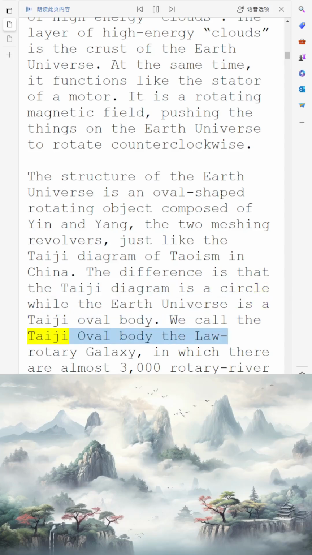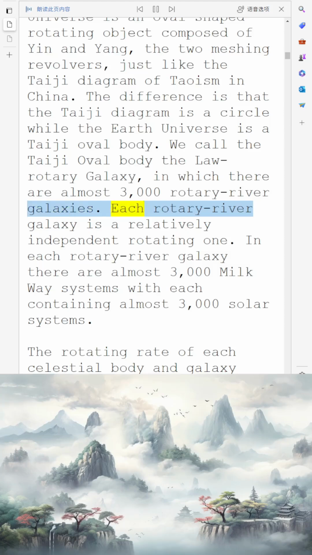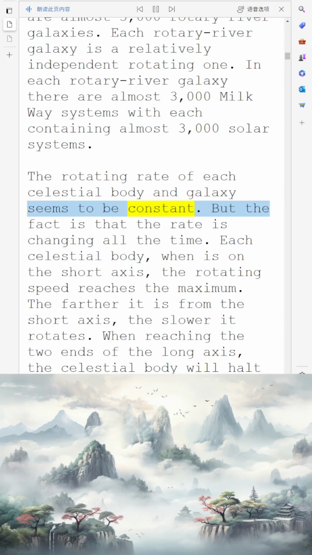We call the Taiji oval body the low rotary galaxy, in which there are almost 3,000 rotary river galaxies. Each rotary river galaxy is a relatively independent rotating one. In each rotary river galaxy, there are almost 3,000 Milky Way systems, with each containing almost 3,000 solar systems. The rotating rate of each celestial body and galaxy seems to be constant, but the fact is that the rate is changing all the time.